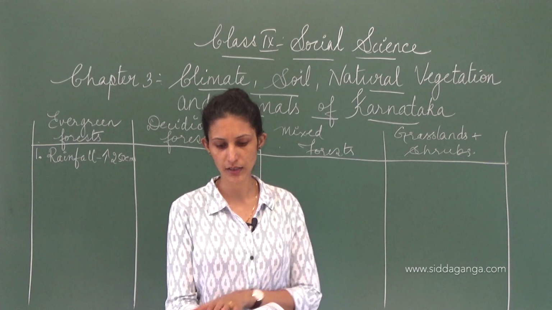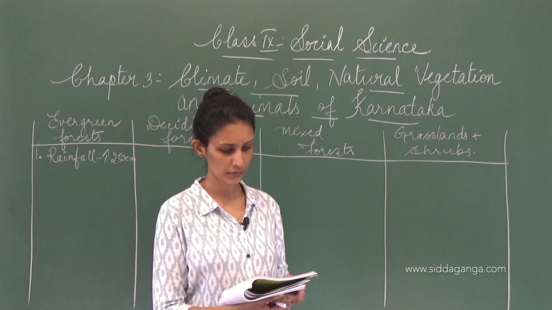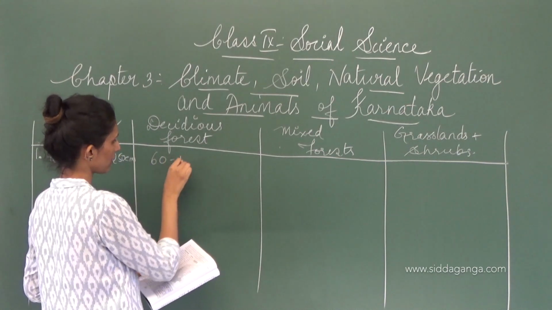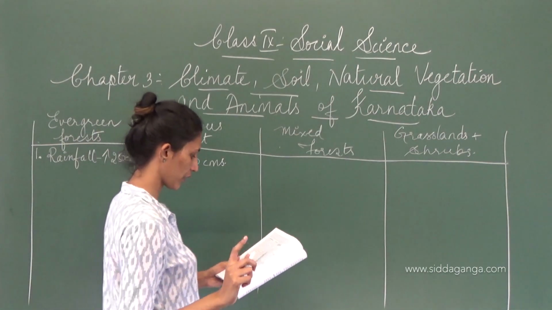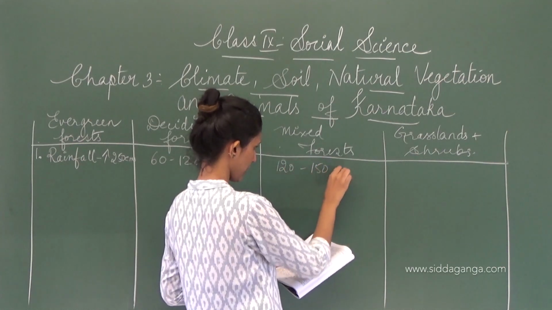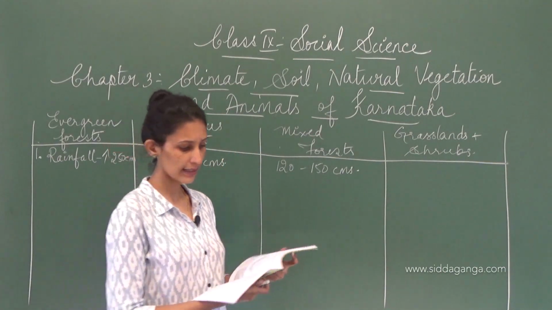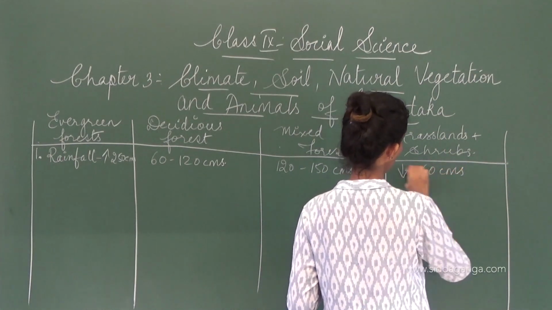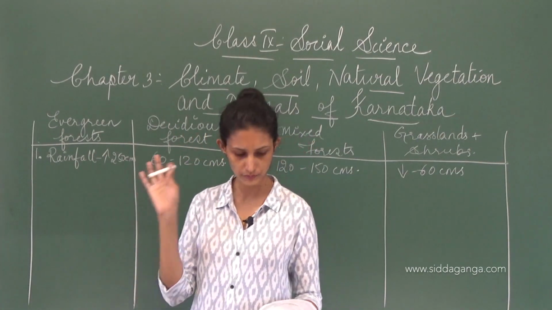Now we'll move to the next one, the deciduous forest. In this they have 60 to 120 centimeters of rainfall annually. In the mixed forest they have 120 to 150 centimeters of annual rainfall. And in grasslands and shrubs, less than 60 centimeters of rainfall annually. Now we have finished the point of rainfall.